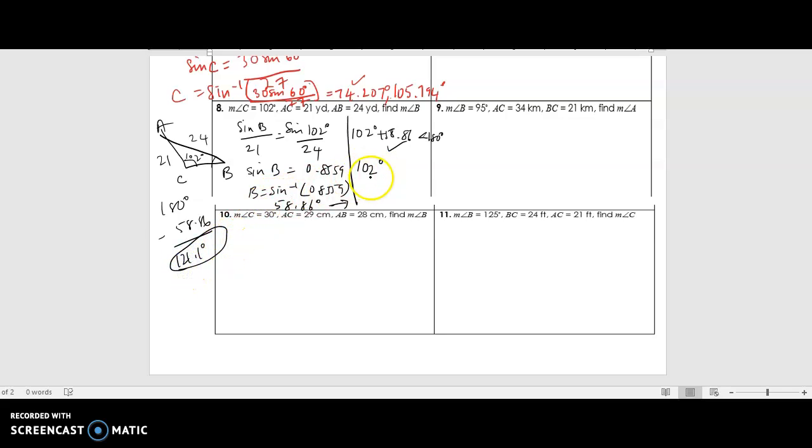Can you have two obtuse angles? This is already 102 and we are finding angle B to be 121, which is not a possibility. So it's definitely not this 121.1. We cannot have two obtuse angles. So this cannot be a possibility. So the only other possibility here is the 58.86 degrees, which will be angle B for sure.